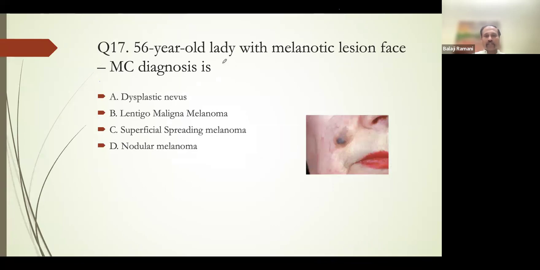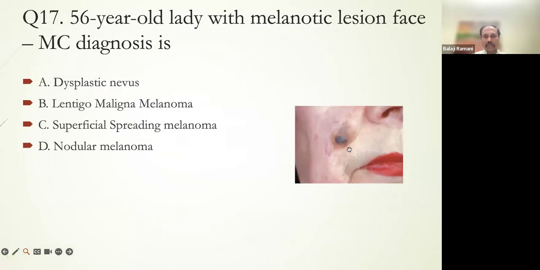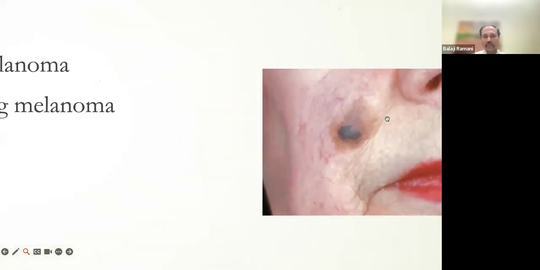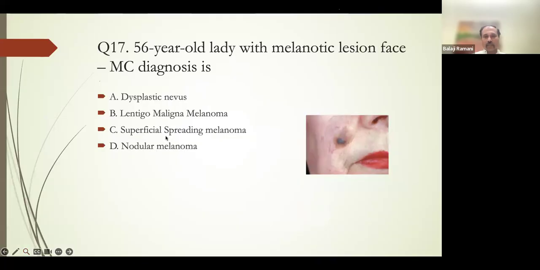So when you have a 56-year-old lady with a melanotic lesion, what is the likely diagnosis in this kind of scenario? Is it a dysplastic nevus? Is it superficial spreading? Is it lentigo maligna? Is it a nodular melanoma? Here, if you look closely, you can see that it is not nodular. It is flat and depressed only. It is not a nodular lesion, so that can be ruled out. So what about superficial spreading? That is what it looks like.